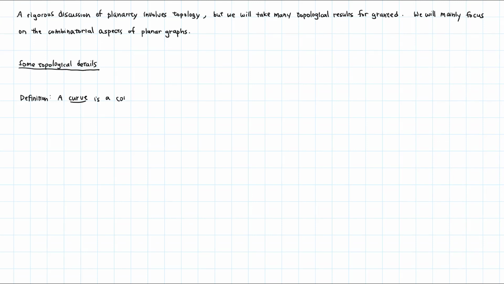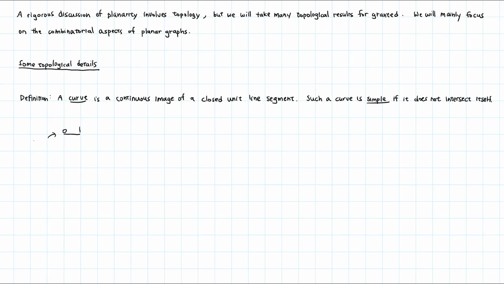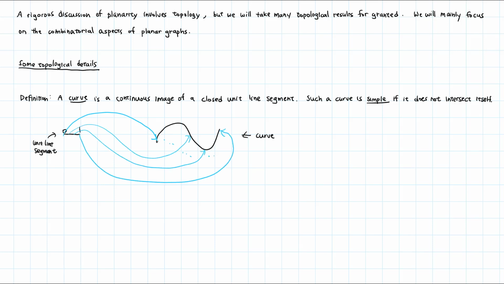A curve is a continuous image of a closed unit line segment. Such a curve is simple if it does not intersect itself. Here is a representation of a unit line segment, and here is a curve. And we are mapping the two ends of the line segment to the two ends of the curve, and the points in the middle can be mapped accordingly. This is a simple curve. On the other hand, this is not a simple curve, because it has an intersection.